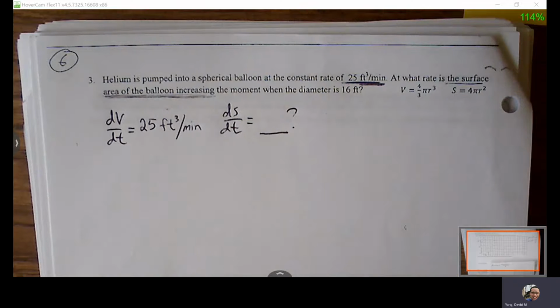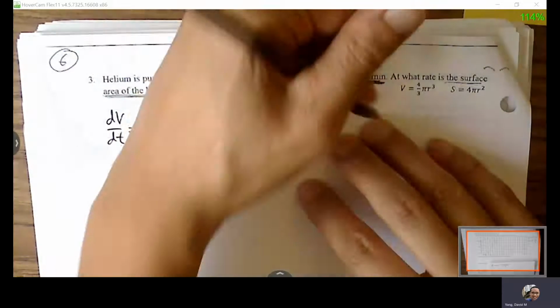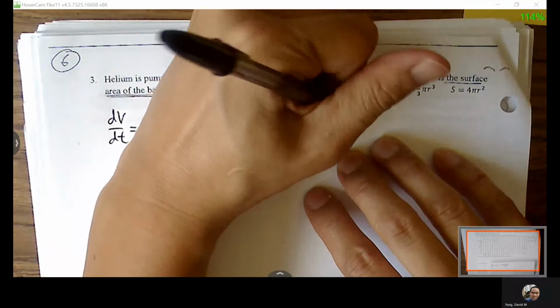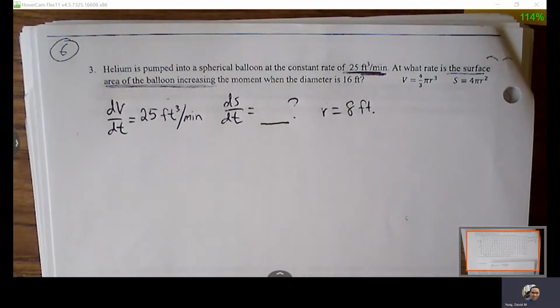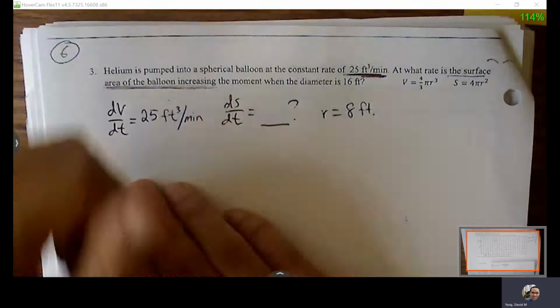The moment when the diameter is 16 feet. We're really not going to use diameter, but something that's related is radius, right? Radius equals 8. So that's what's given to us. We're going to go ahead and find all the derivatives so that we get all the calculus out of the way.